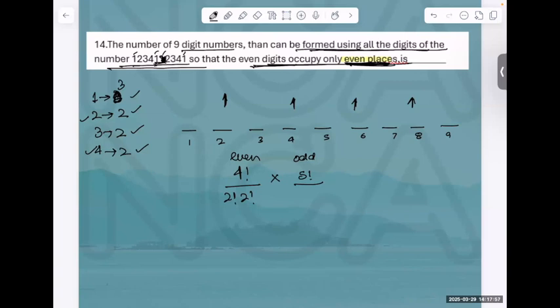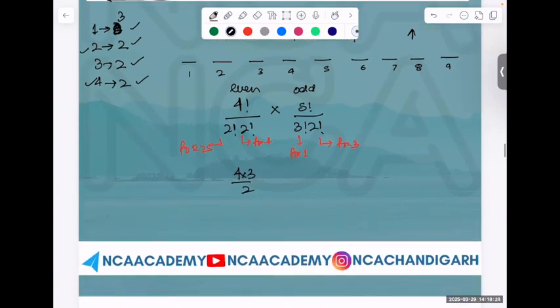So how do we do it? How many times is 1 repeating? 3 times. How many times is 3 repeating? Twice. Why did we have 3 factorial for 1? Why did we have 2 factorial for 3? This is for 4 and this is for 2. That's my answer.